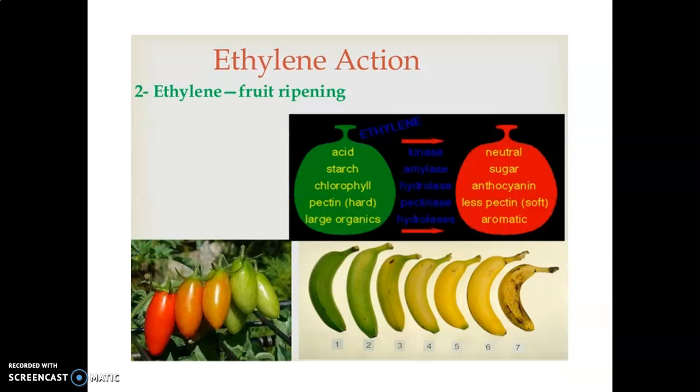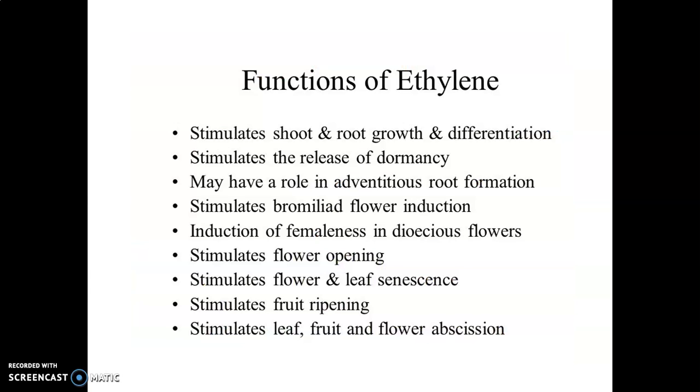Okay, so for the process of ripening, a lot of chemical reactions are also happening there. Starch is converted to sugar, chlorophyll is converted to anthocyanin, pectin is converted into soft pectin, and large organics are converted to aromatic substances. And all these changes during the process of ripening of a fruit are the result of the hormone ethylene. Clear? And the functions: it stimulates shoot and root growth and differentiation, stimulates the release of dormancy.